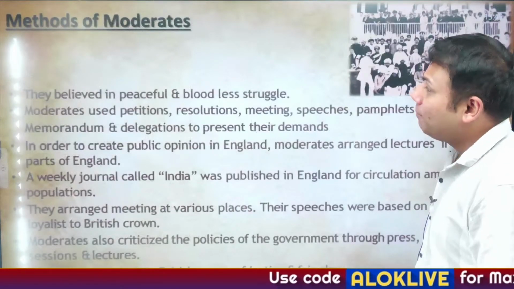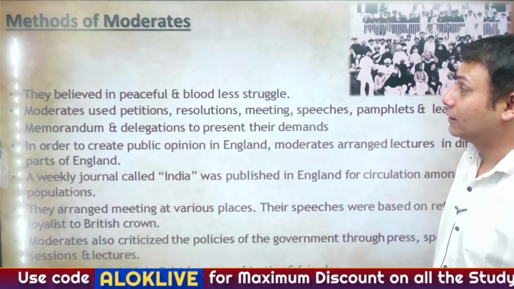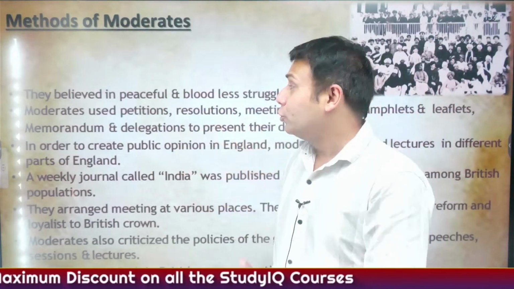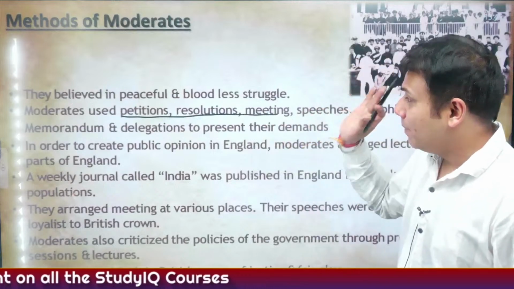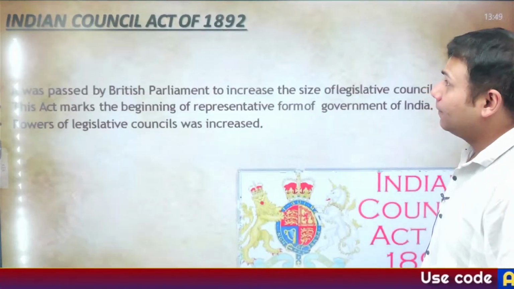So these were the major demands of the moderates and particularly the Indian National Congress. As discussed earlier, what was the major approach? PPP: prayer, protest, petition, meeting. Correct? So this was basically about the methods of the moderates.